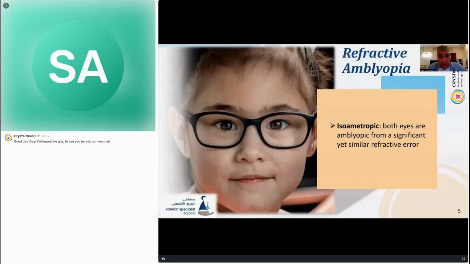Isometropic amblyopia occurs when there is a refractive pathology in both eyes, such as astigmatism or high hyperopia, and amblyopia develops in both eyes because images from both eyes reach the visual cortex. The signal is just not clear enough, not strong enough to develop visual cells.